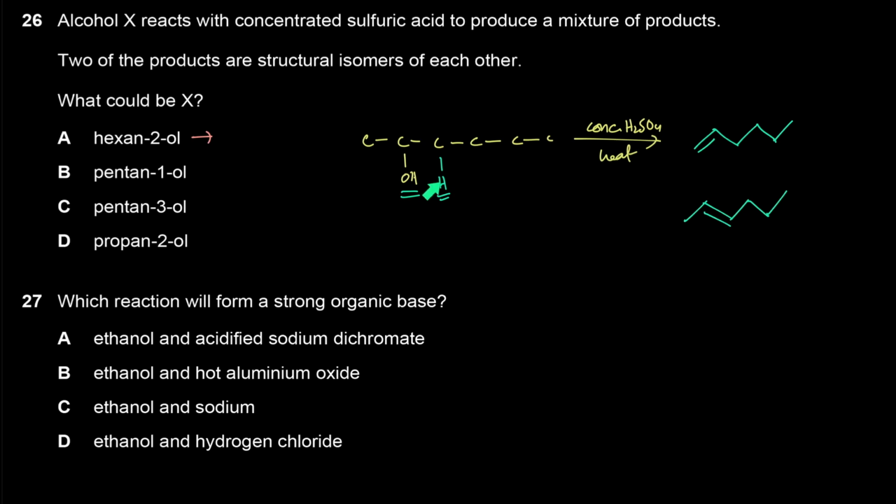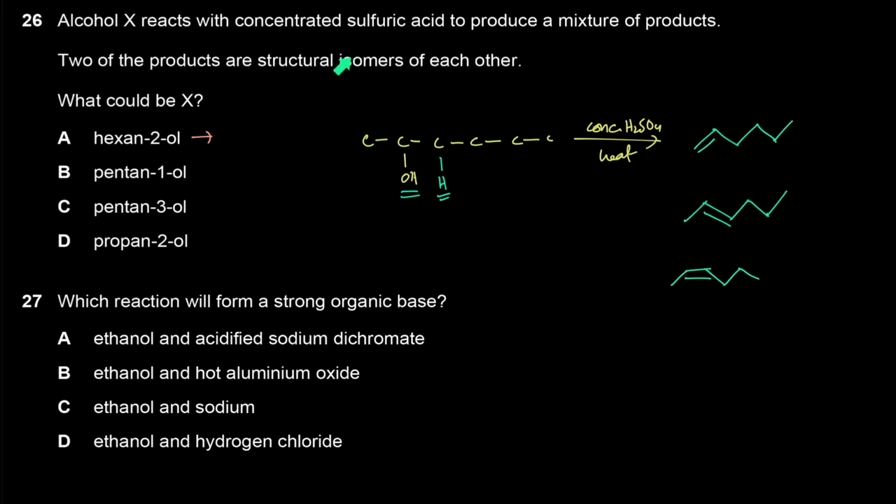If you remove this hydrogen, then you make a double bond here. So you can either make the double bond here or here. And hex-2-ene could be cis-hex-2-ene or trans-hex-2-ene. So these are the 3 products that we're making.